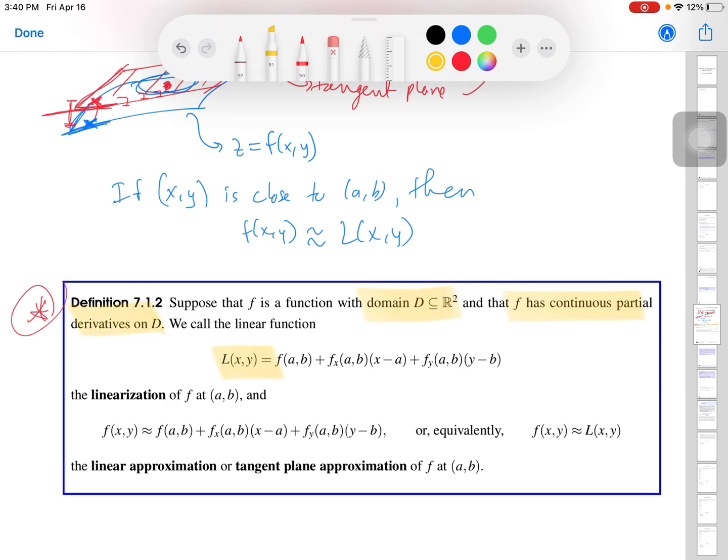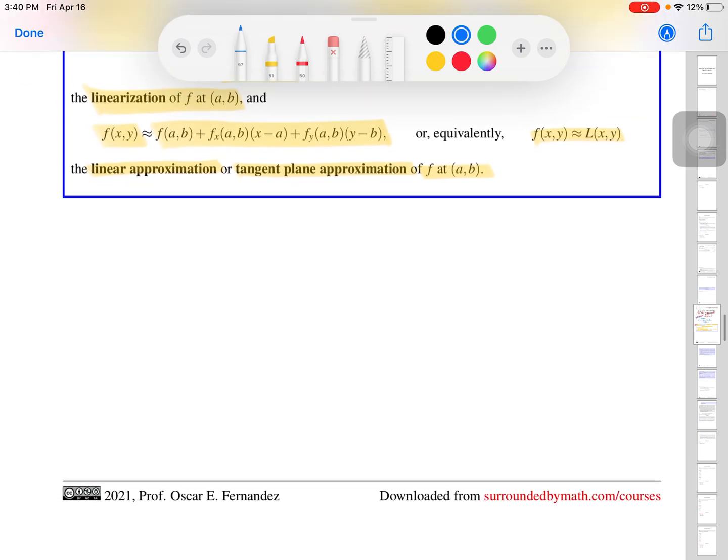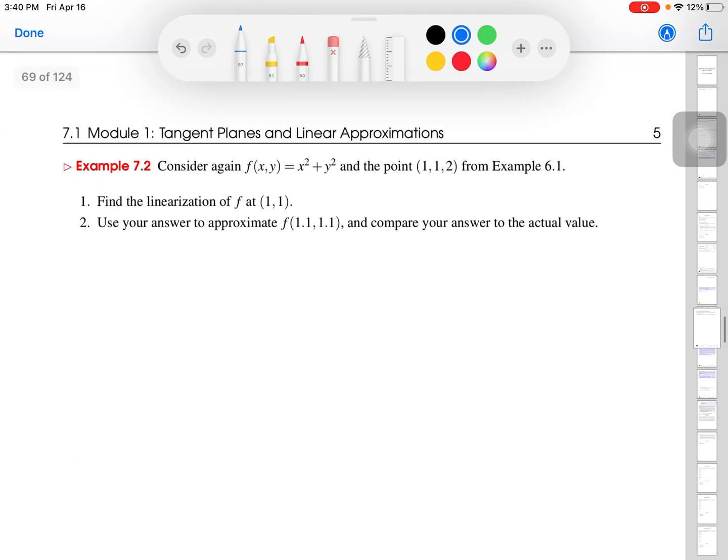We call the function the same thing I just wrote up there, the linearization of f at (a, b). And if I approximate the value of the function at (x, y) with the value of the linearization at (x, y), in other words, the point on the tangent plane, then this is called linear approximation or tangent plane approximation of the function at (a, b). Great. So let me show you an example of how that works.